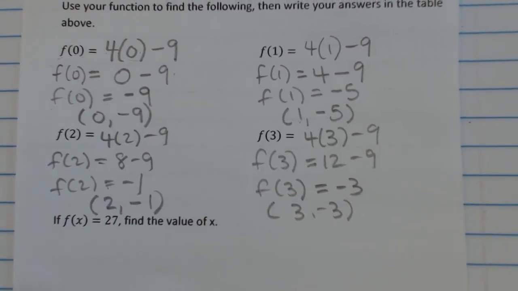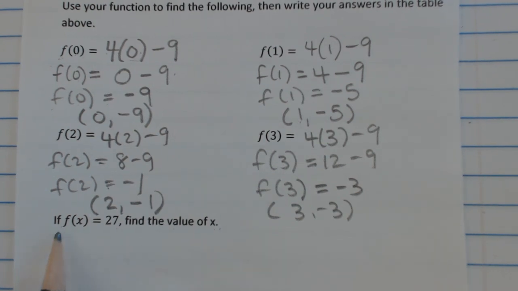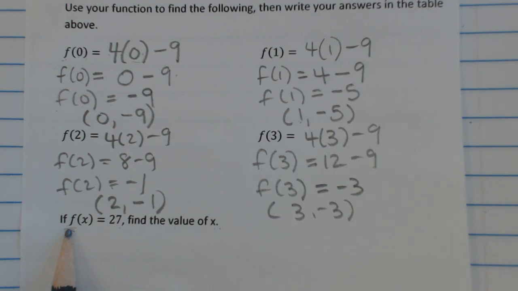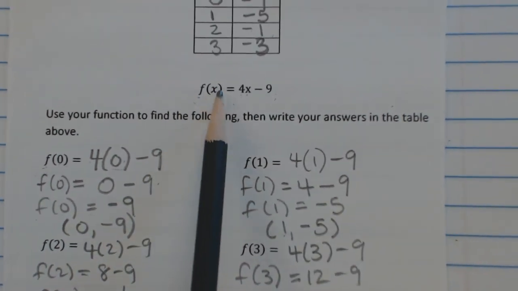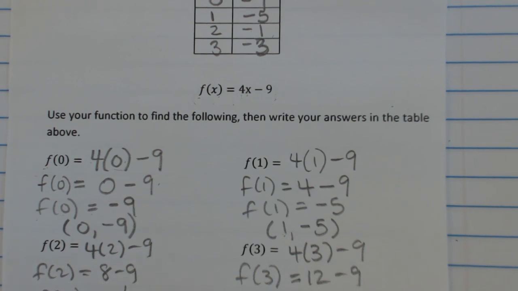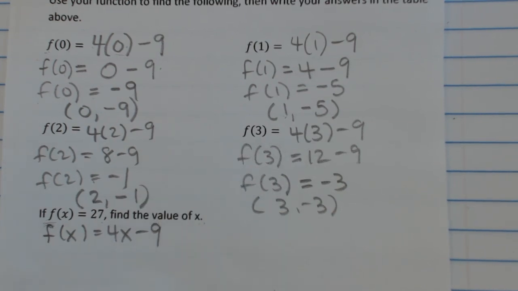The last one. If f of x equals 27, find the value of x. We're still using that same function, the f function. Sometimes it won't just be f; it might be h of x or m of x. This could be different letters, so we have to make sure we're still working with the f function. I'm going to write it down: f of x equals 4x minus 9. I wrote it down so I wouldn't have to go back and forth.